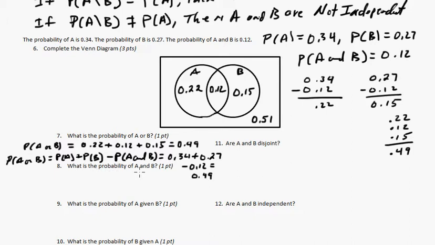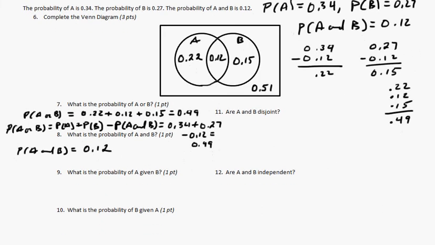Okay, so what's the probability of A and B? So the probability of A and B is available to us. It was given to us, and it's here on the diagram. 0.12. So that one's real straightforward. Just pops out.